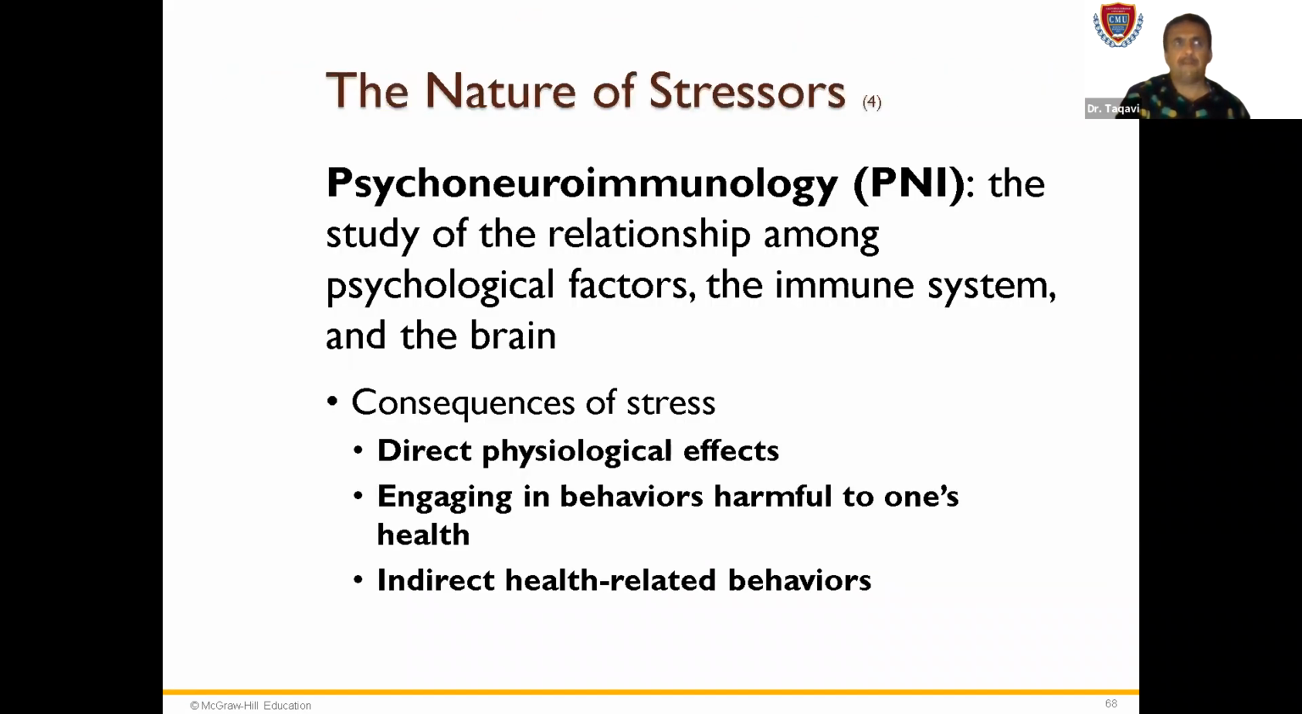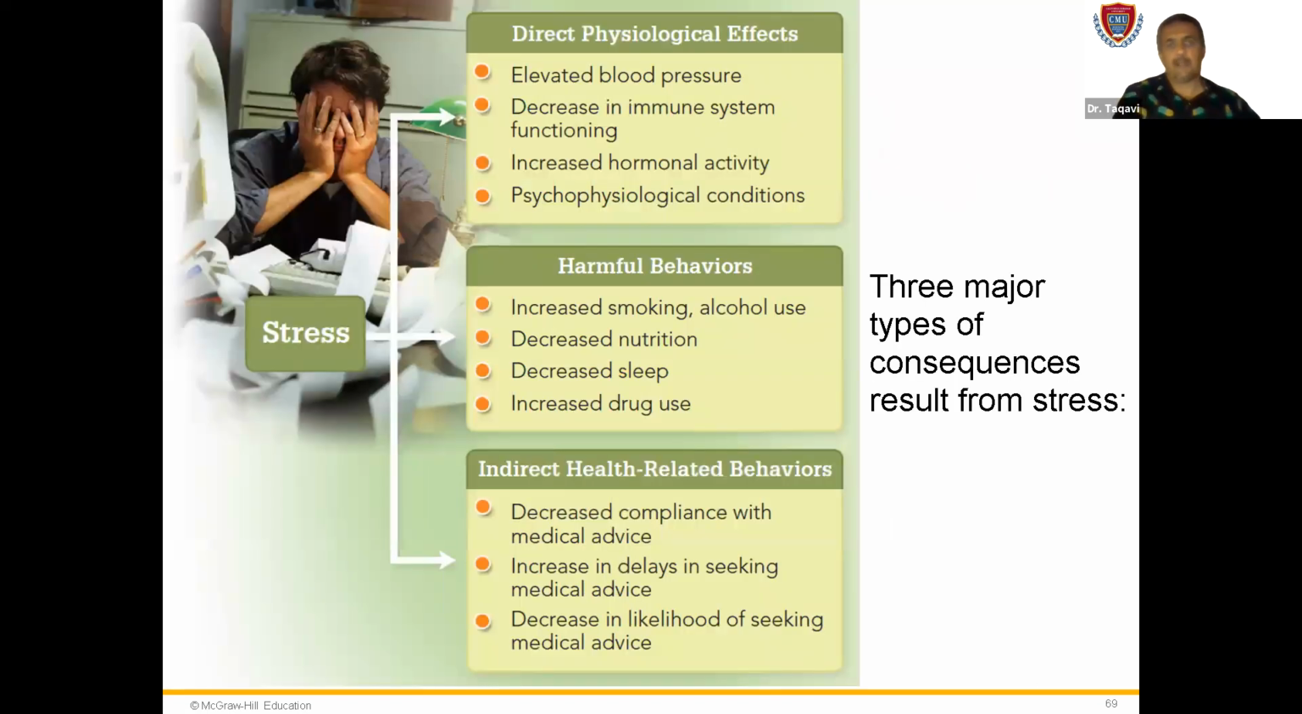And there's a very, very interesting interdisciplinary field in psychology and medicine, so-called psychoneuroimmunology, the combination of psychology, immunology, and neurology, the study of the relationship among psychological factors, the immune system, and the brain. Consequences of stress can be direct physiological effects, engaging in behavior harmful to one's health, and indirect health related, that you can find here.